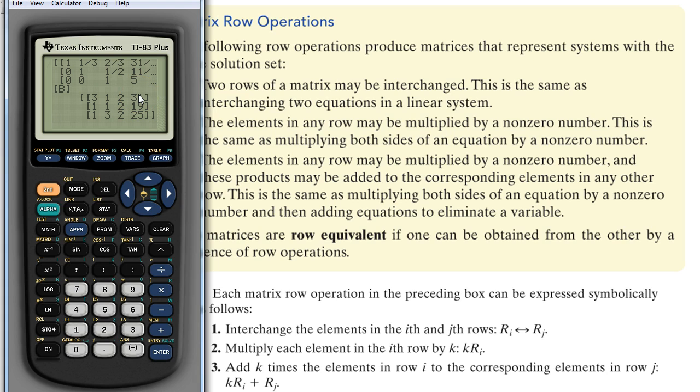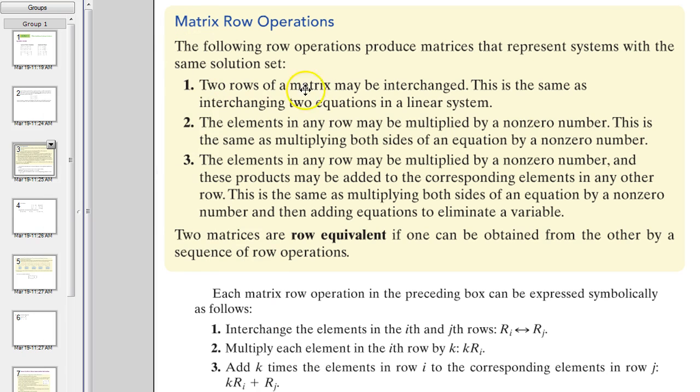It's just that we're being presented with the system in a different order. Instead of top, middle, bottom, it's middle, top, bottom, but it's still the same three equations. So we're allowed to change any two rows in the system. All right, the elements in any row may be multiplied by a non-zero number, meaning we could multiply both sides of an equation by 2 or something, like we do when we do the elimination process.